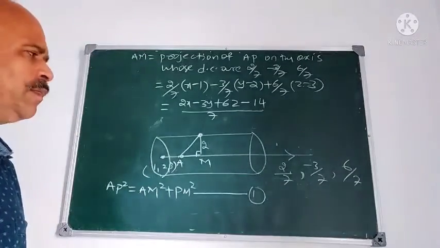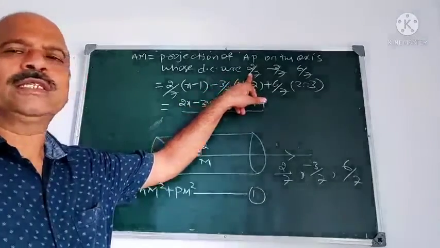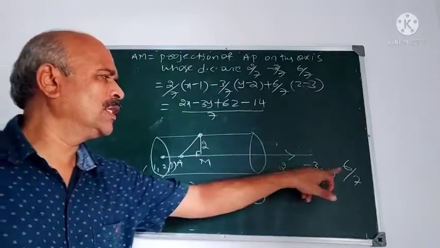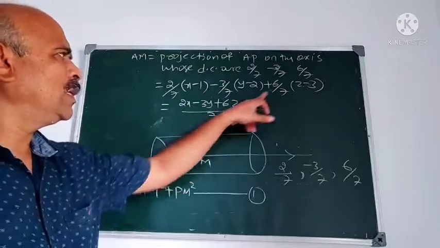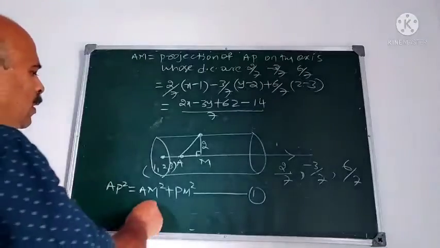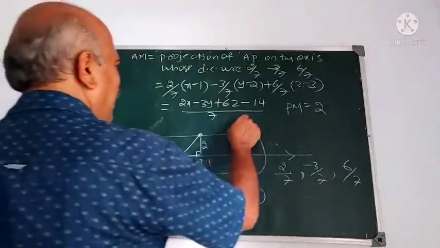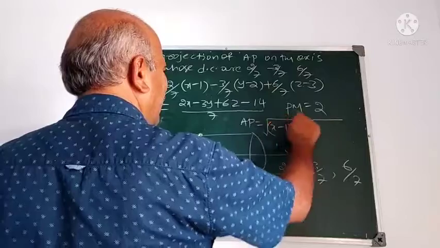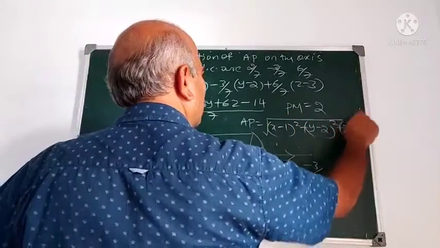Which formula is used? The projection of the line joining AP on another line whose direction cosines are these. The formula is L into (x2 minus x1), M into (y2 minus y1), N into (z2 minus z1). This is AM. What is PM? PM is the base radius, 2, and AP is the square root of (x minus 1) whole square, (y minus 2) whole square, (z minus 3) whole square.